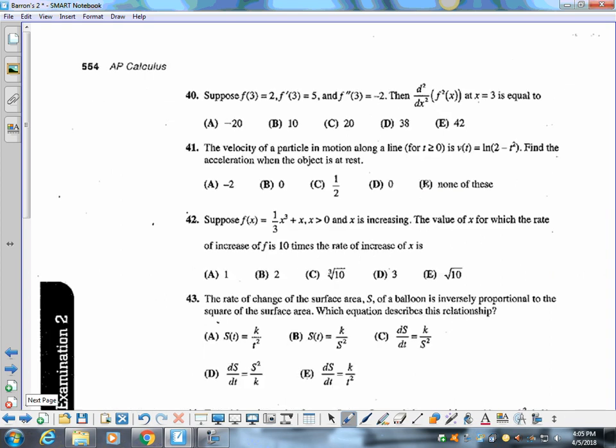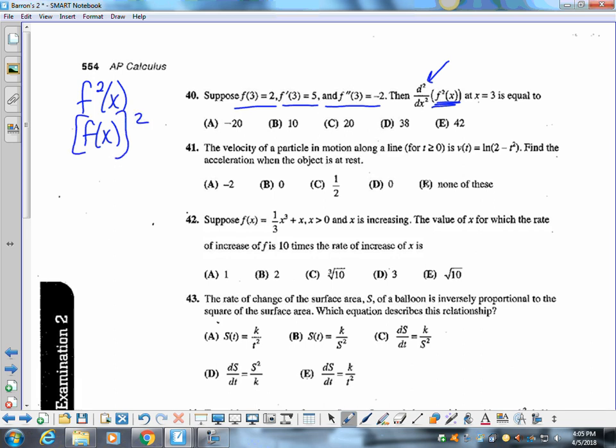And 40 is another one of those. It doesn't have a chart, but it does sort of give me basic information. All right, now the d squared over dx squared, that's the second derivative of f squared of x at x equals 3. Well, if I have f squared x, you can think about that like this also.